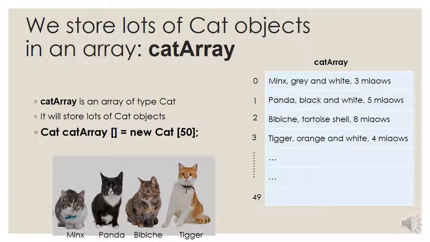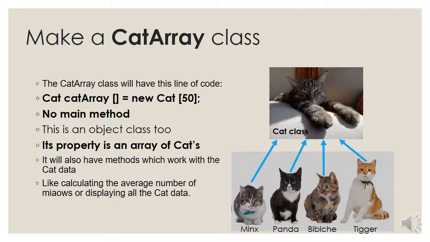We can then store all these cat objects in an array. catArray is an array of type cat. You declare it: cat[] catArray = new cat[50]. We will number the cells from 0 to 49. So we will make a catArray class now. Again, we'll instantiate the catArray. This class will have no main method. It is also an object class.